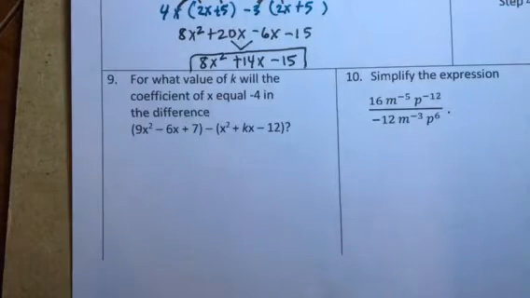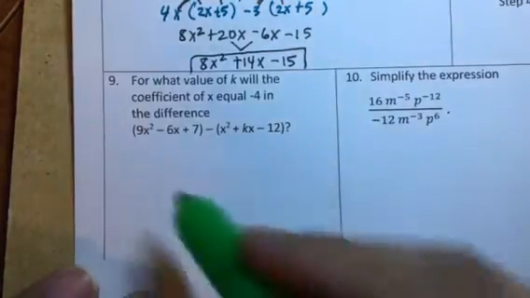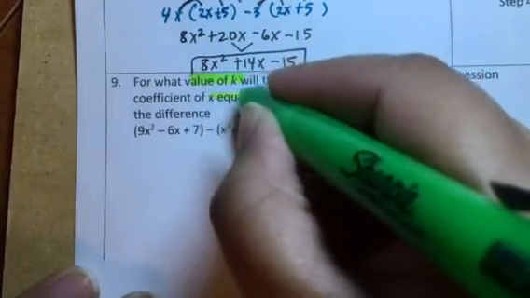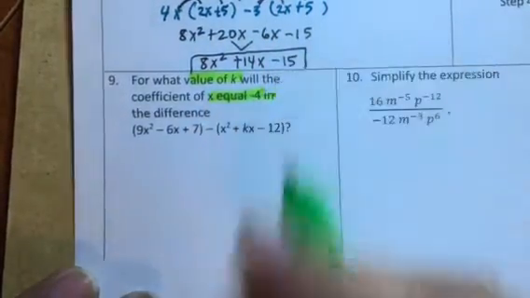Okay, number 9. For what value of k will the coefficient of x equal -4 in the difference 9x squared minus 6x plus 7 minus x squared plus kx minus 12? Now some of you are thinking, what the heck just happened? That's okay. We'll figure it out. So we're looking for the value of k where the coefficient of x equals -4.